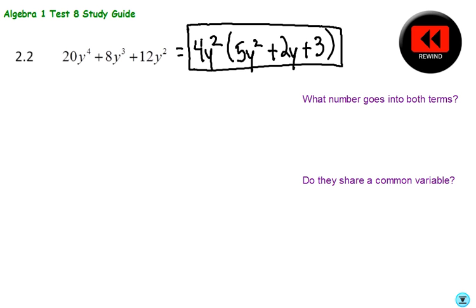So again, you're looking for the greatest common factor. You're looking for the biggest number that would go into all three of those numbers. And so 2 definitely goes into all three of them, but we're looking for the greatest common factor. We're looking for the biggest number that would go into all three. So that would be a 4. So my greatest common factor so far would be a 4. And then I'm looking at, do they share a common variable? Yeah, they actually all have a y squared that they share. So I would also be dividing by y squared.